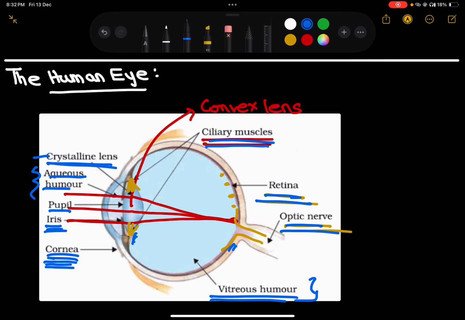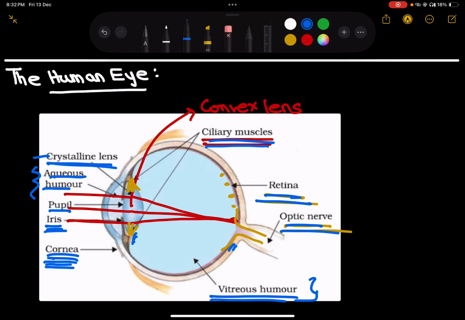Now, these light sensitive cells, when they get light, get activated and send electrical signals. These electrical signals are transmitted to the brain via the optic nerve, right? The brain interprets the signals, converts the inverted image to erect, and helps us interpret whatever we are seeing. This is how it works.